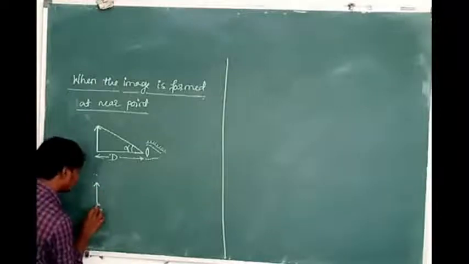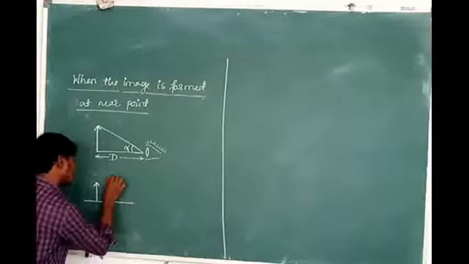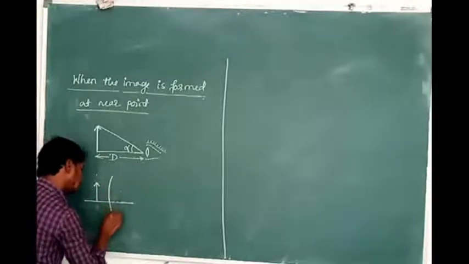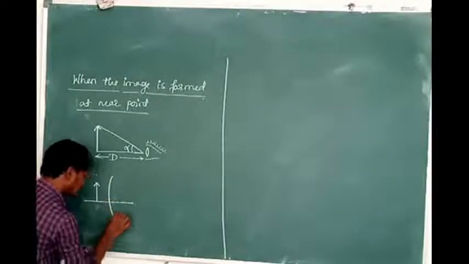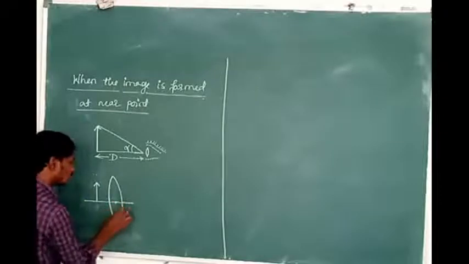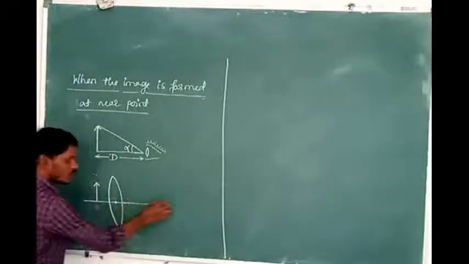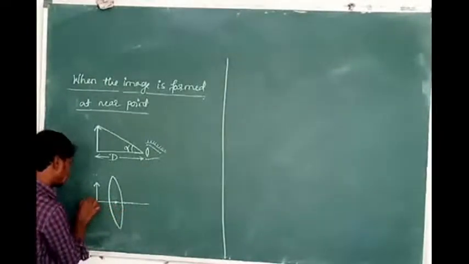This is the object. So we are going to place the lens in between the eye and the object. Then there is an optical center and there is an observer on this side. Then it is the optical center and it is a principal focus.